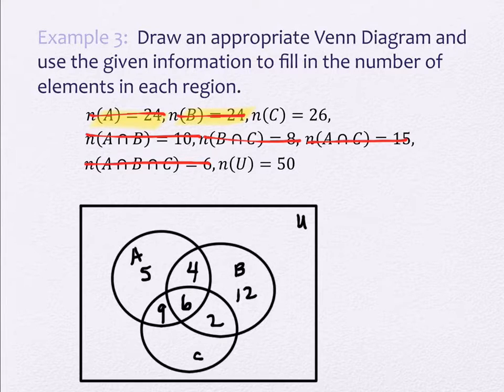Last piece along that top row is n of C is 26. So I'm supposed to have 26 in this bottom circle. I have 9 plus 6 plus 2, which is how much? 17. How many is left if I'm getting up to 26? 9 more. So I need 9 down here. And I'm done with this piece. So I've done everything now except for n of U equals 50.